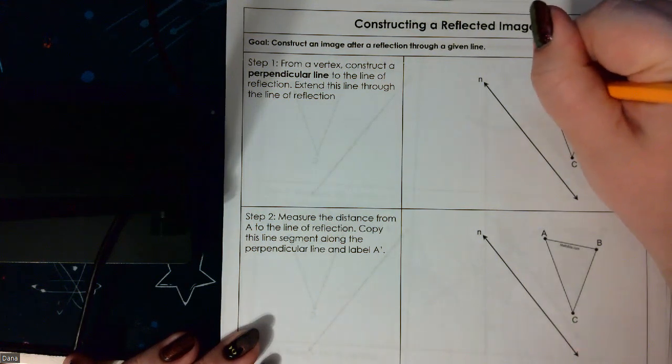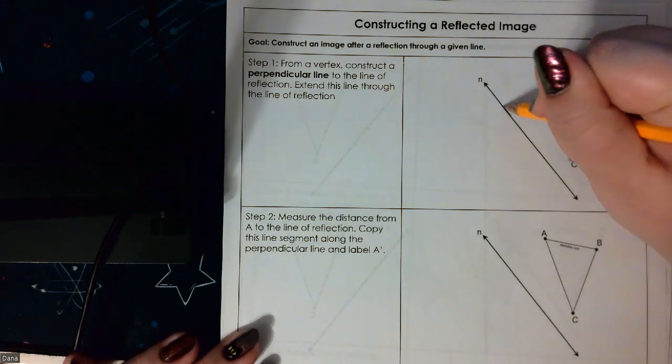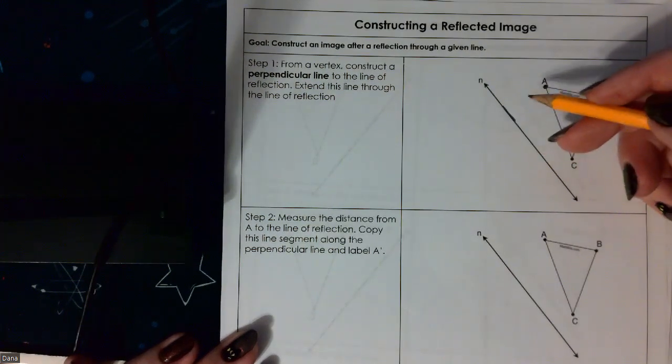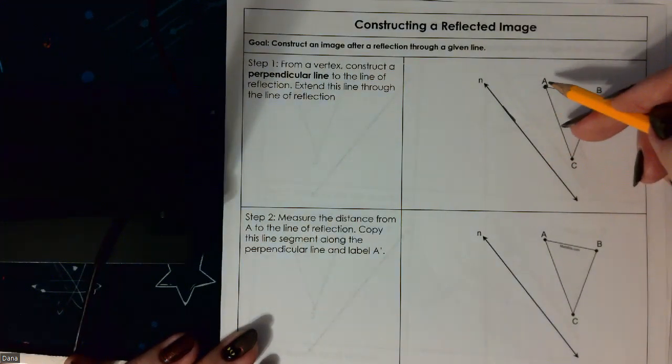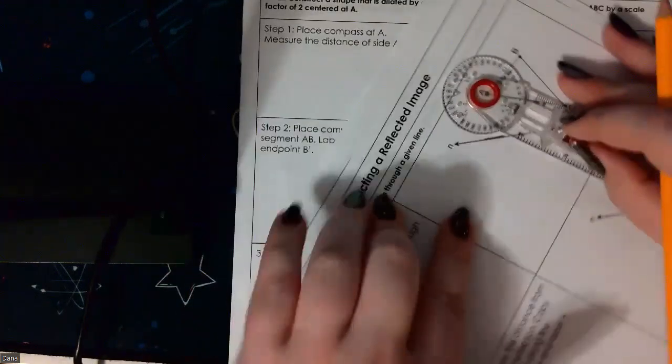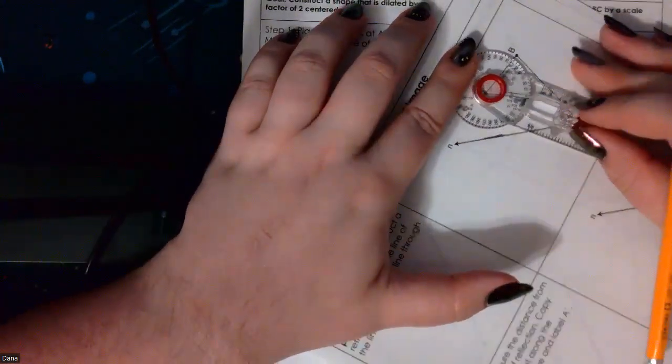So if I'm starting at A and I'm going to this line, I'm basically going to be using the same construction as an altitude, which is a perpendicular line through a point not on the line. So if you know how to do that, this first part should be very familiar.